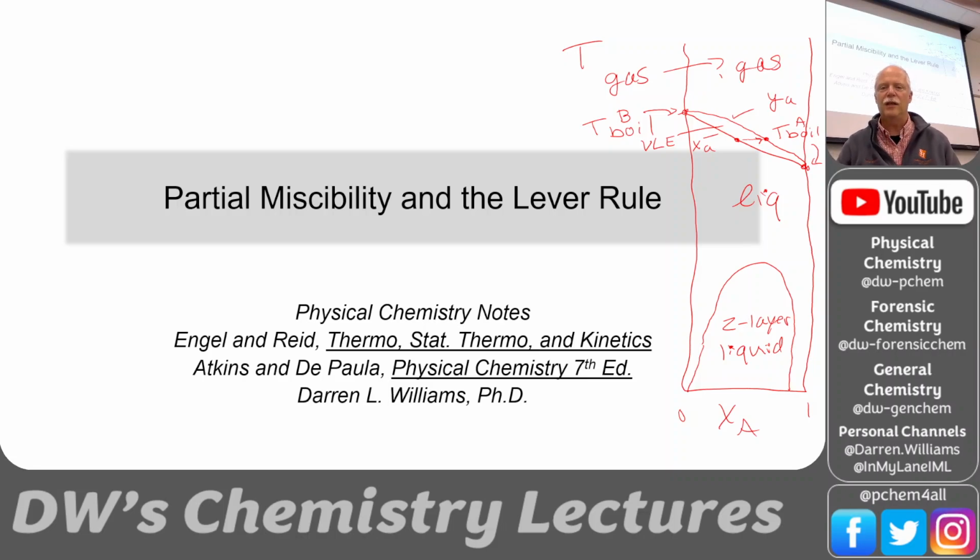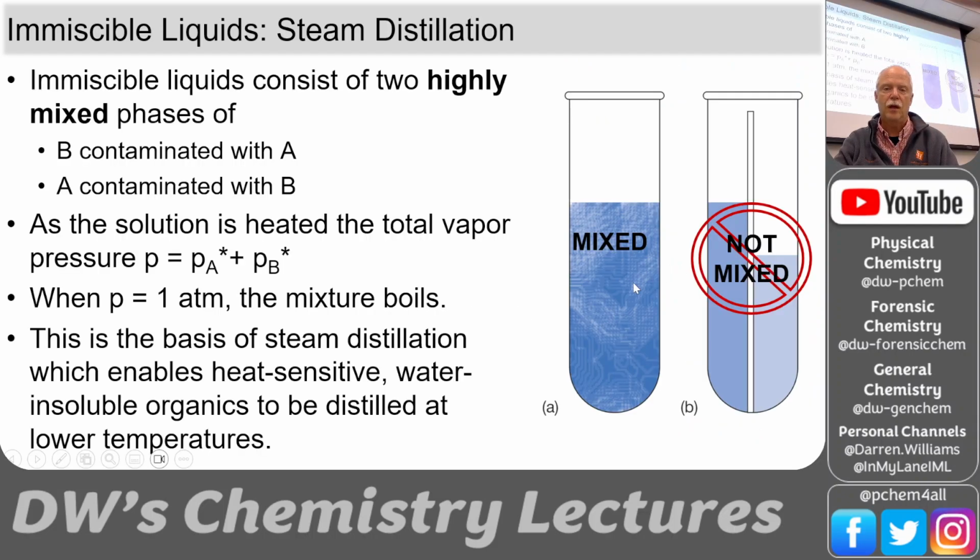Okay. And so this is the region that we're dealing with right now in the course, is this region right here. Up here it's miscible in this region. And then here we have phase separation. And so that's why we call these partially miscible systems, because at higher temperatures they're miscible, at lower temperatures they phase separate. One of the uses of this is a lot of times we'll use this for steam distillation, and it's how we distill heat-sensitive organics, water-insoluble organics.